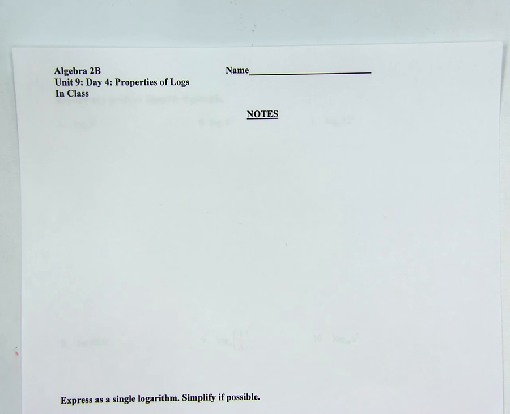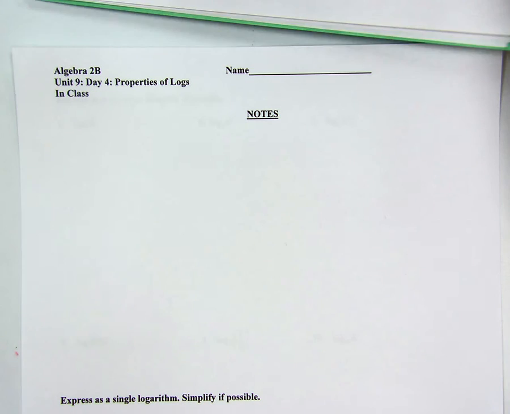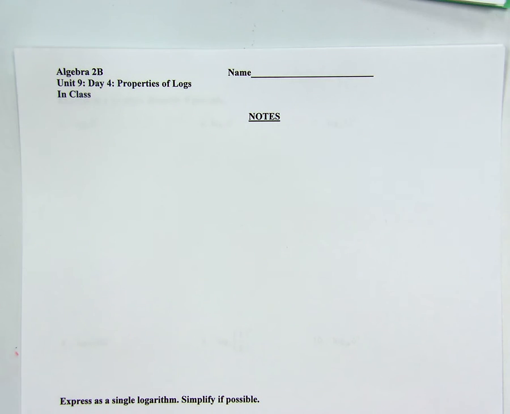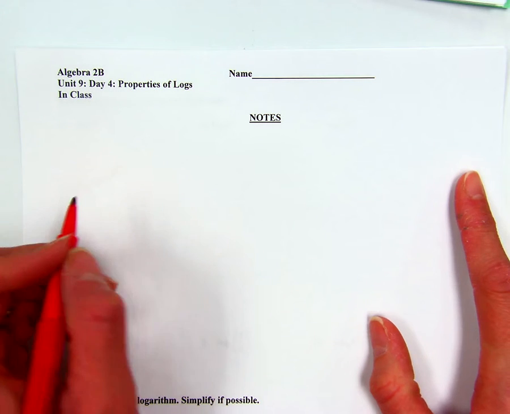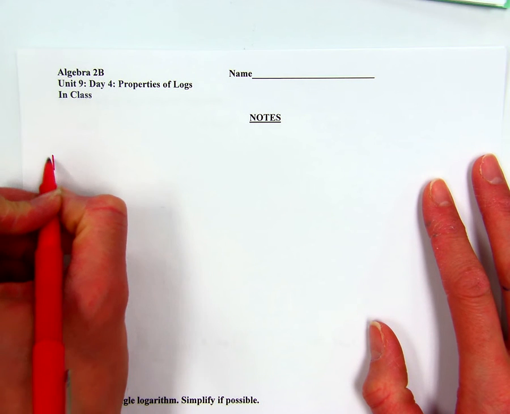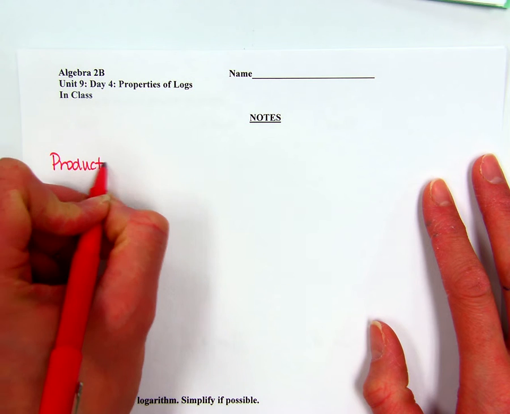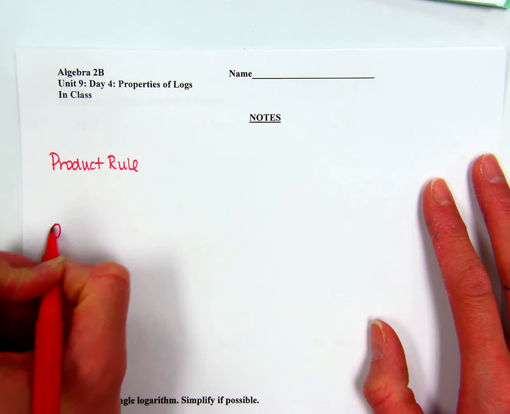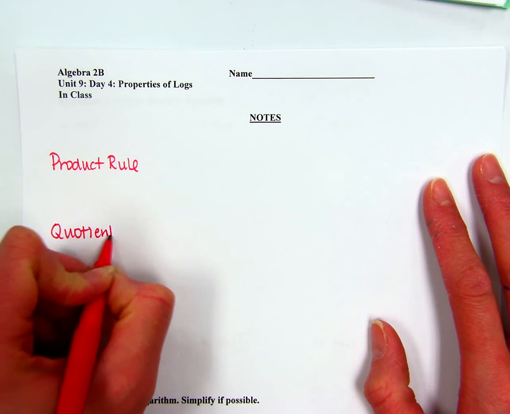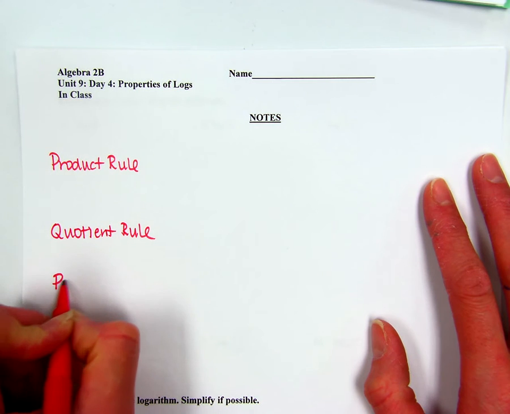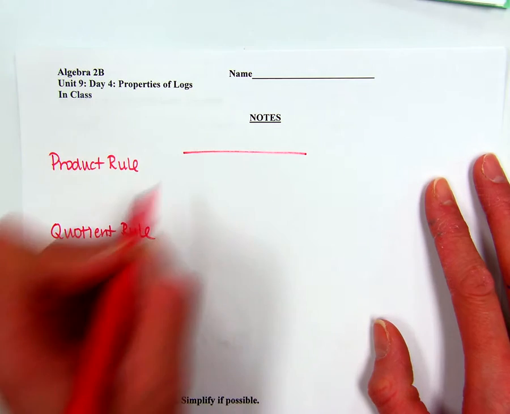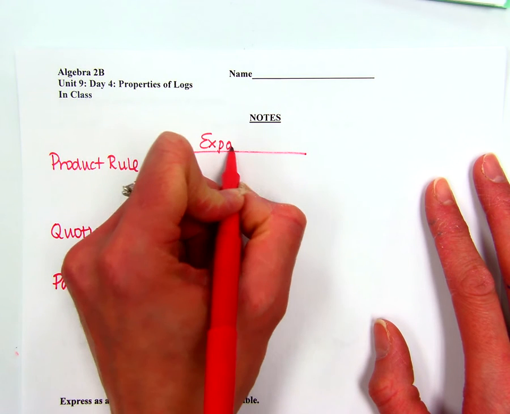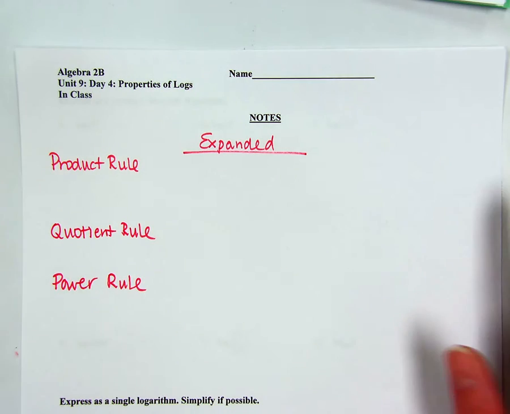All right, so today we're going to be talking about properties of logarithms, and we're going to be expanding and condensing logarithms. So the main thing is that there's three of them. There's a product rule, a quotient rule, and there's a power rule. All right, so probably you're going to see it in expanded form, which means a longer version of it.